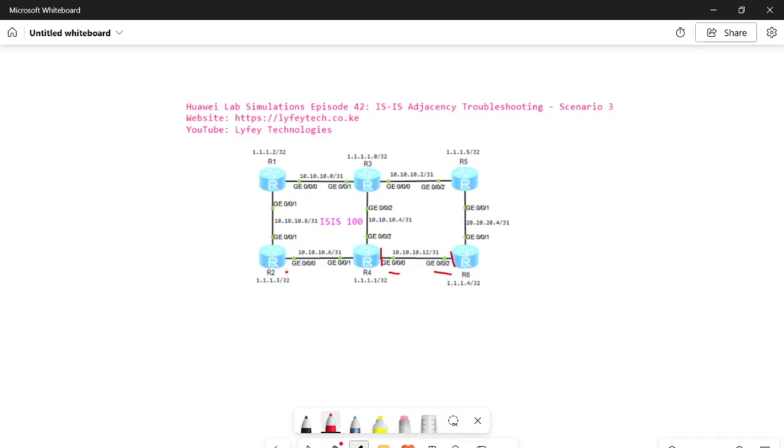So in this episode, we'll be demonstrating the third scenario that could cause ISIS adjacency to fail to come up, and we will be using router 2 and router 1. So you've configured ISIS on these two routers, you've activated it on the interfaces. When you check the peering on R2, you only find that you have an adjacency to R4. When you check on R1, you only find that you have an adjacency to R3, which means we don't have an adjacency between R2 and R1. So this is what we'll be checking.